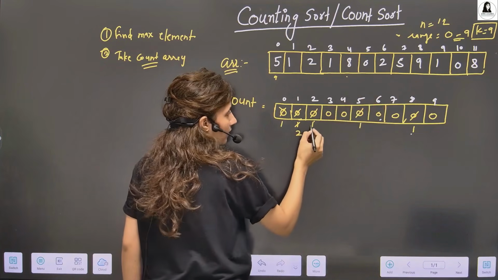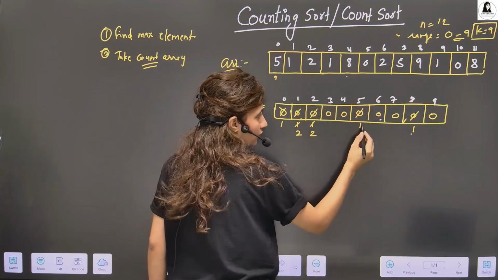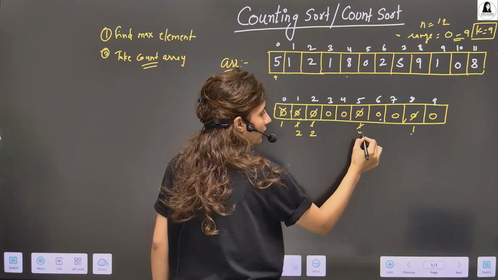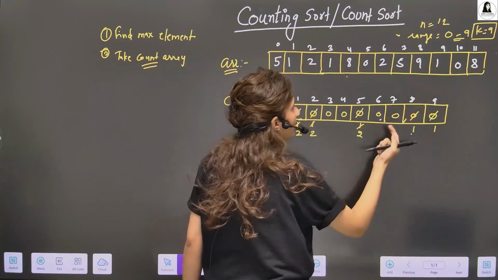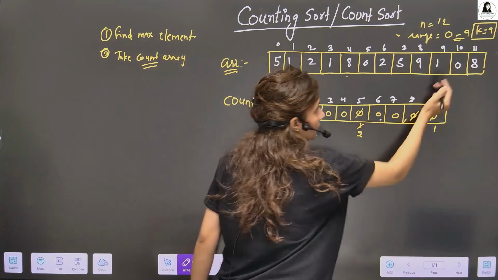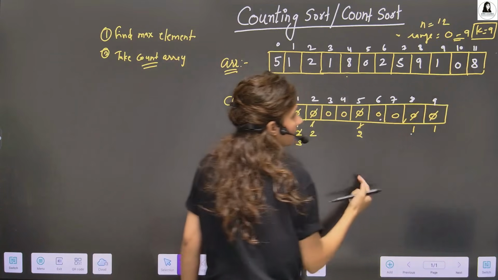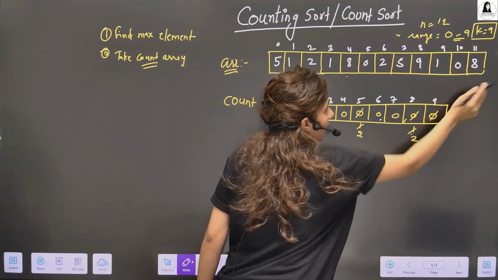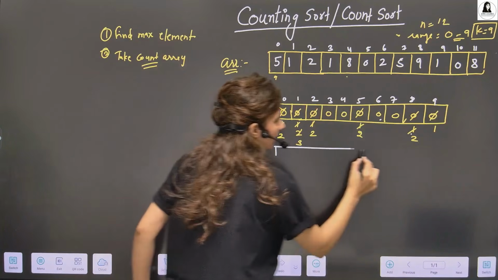2. Again change it. It becomes 2. 5. Go to 5. It's already 1. Increment by 1. It becomes 2. 9. It becomes 1. 1. Go to index 1. It becomes 3. 1 is 3 times. 0. Go to the 0th index and increment it. 1, 2. 8. Go to the 8th index and increment it. And that's it. Now the updated count array is something like this.